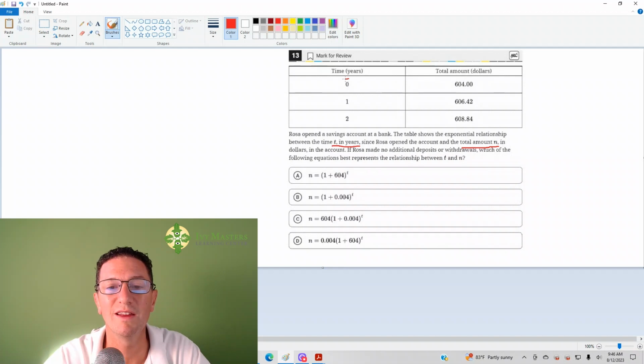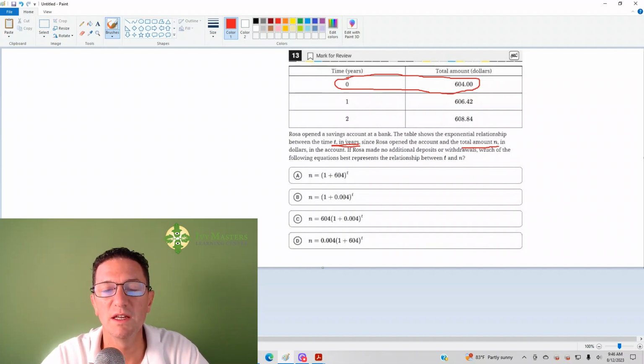So I think the easiest thing to do is plug in 0 as your exponent here. 0 is T in years. Always underline what the variables stand for. If 0 is T in years, then you should get 604 as your N. And one thing you need to know is that anything to the 0 power is 1.